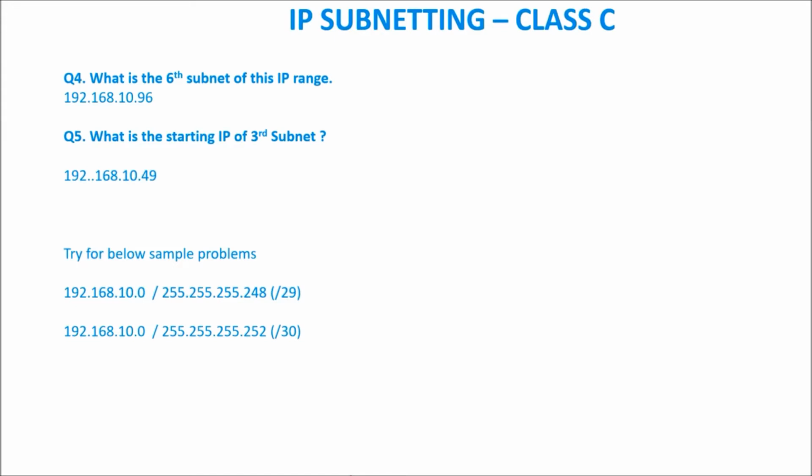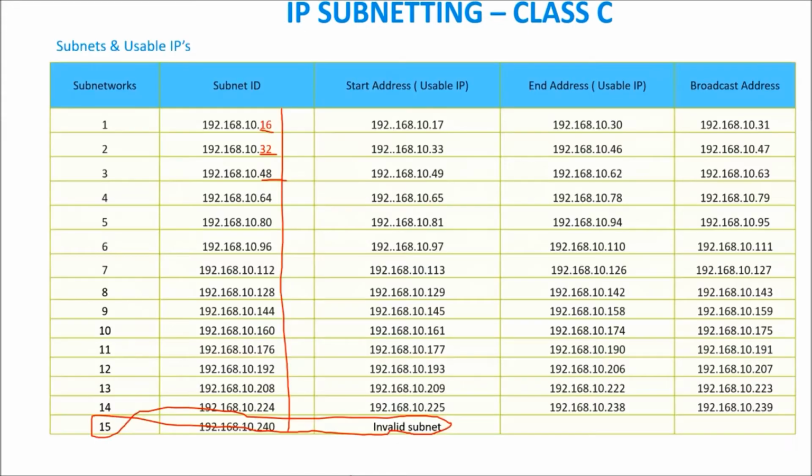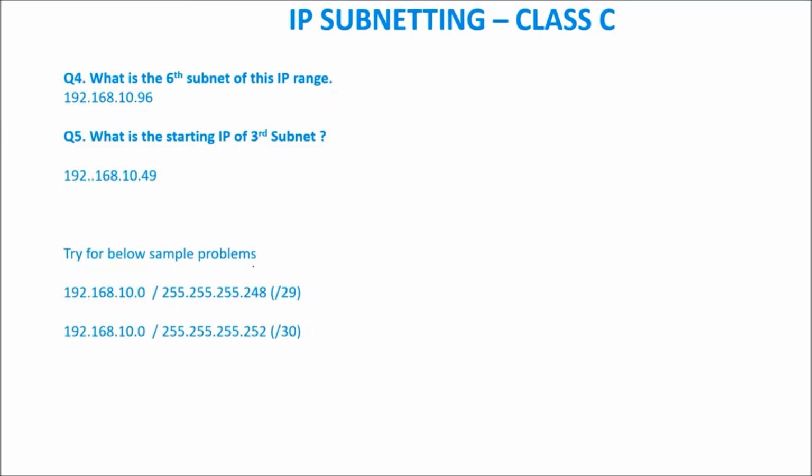So what is the sixth subnet? There may be some questions like this. What is the sixth subnet of this IP range? So sixth subnet of IP range is dot 96. You have to choose this one. All right. They may twist anything in the exam.